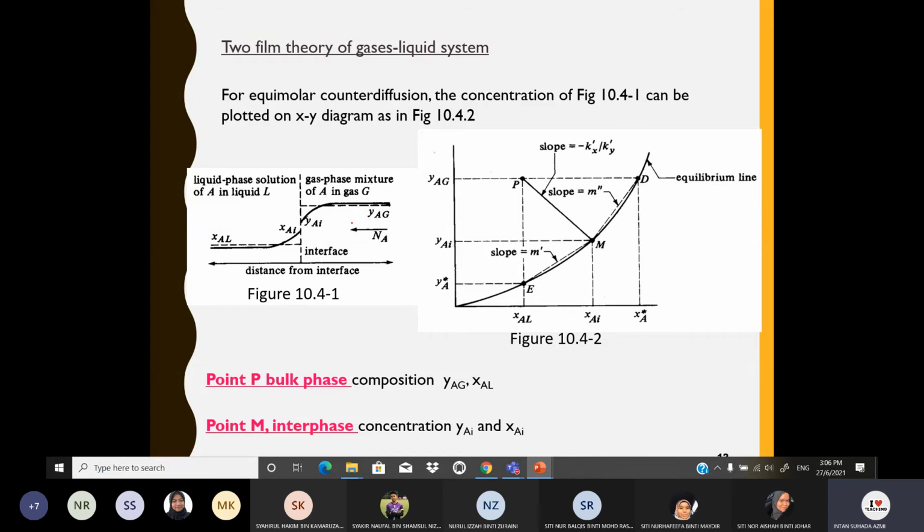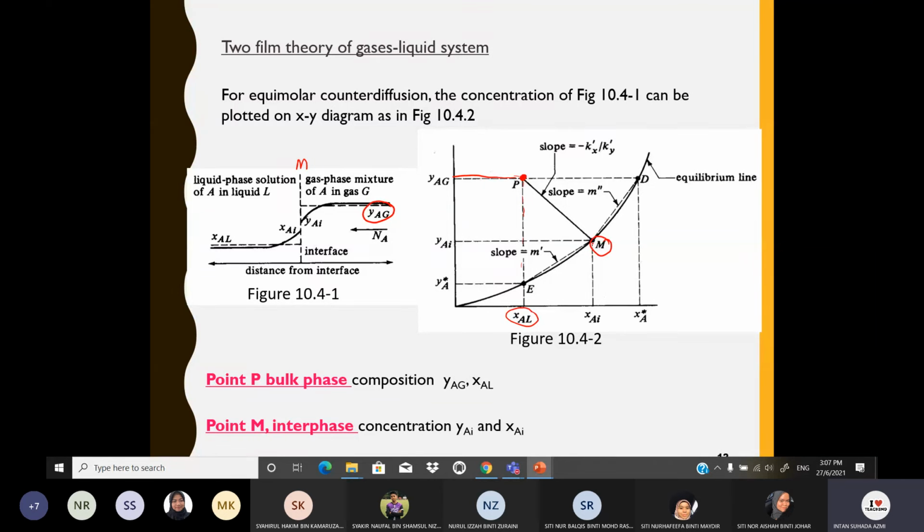So this is the last for 4.1. From this diagram, we can interpret it into this graph. As you can see here, P is your bulk phase, your YAG. If you go downward, it is your YAL. This just shows you the points P and M. M is the interface.